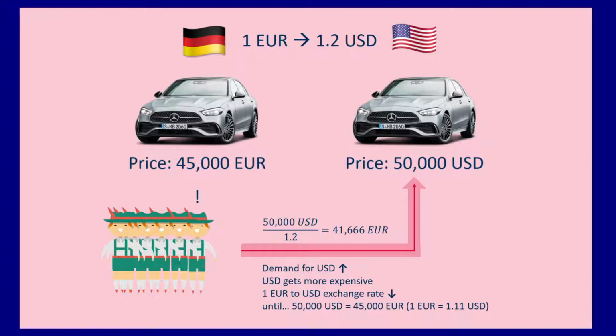So the logic here is: demand for dollars goes up, price for dollars goes up, exchange rate goes down. This example is a bit simplified because there might be some transaction costs. You cannot just order the Mercedes online and have them ship it for free to Germany, but without transaction costs, and that's what we are assuming here, this logic might work. So this is the idea behind the law of one price.